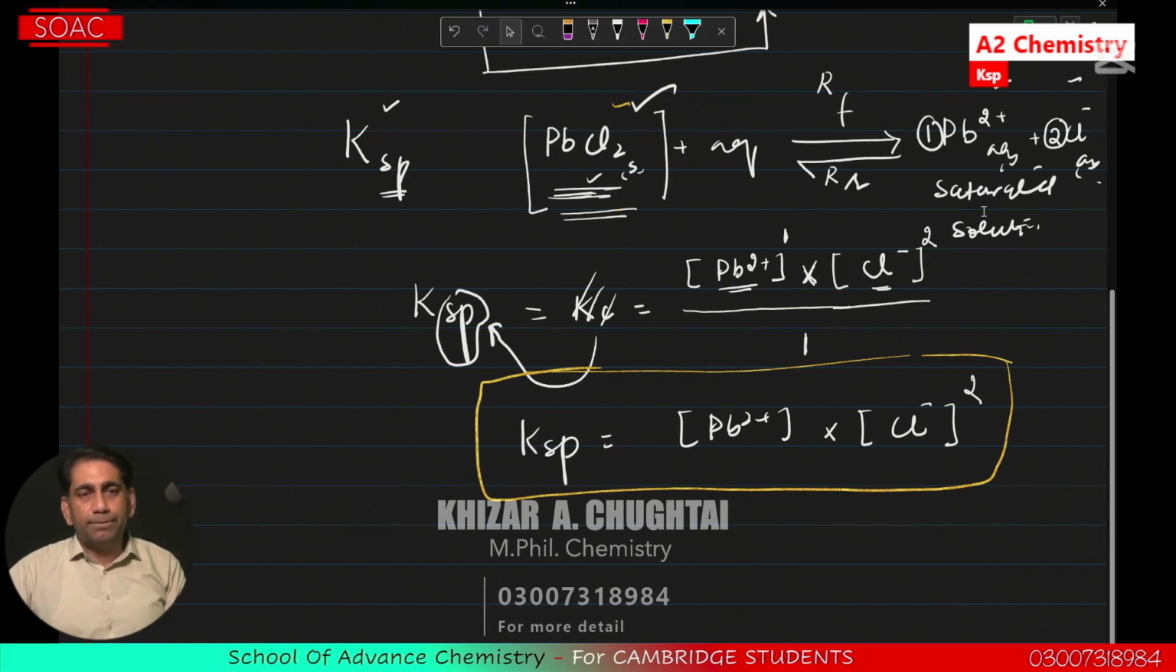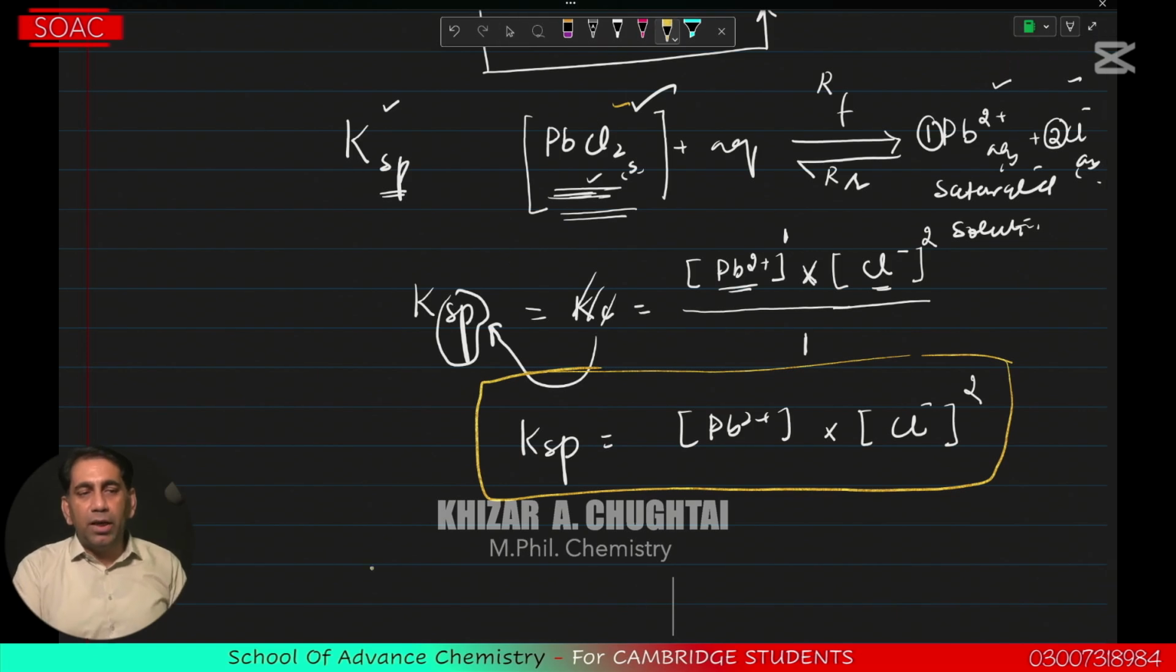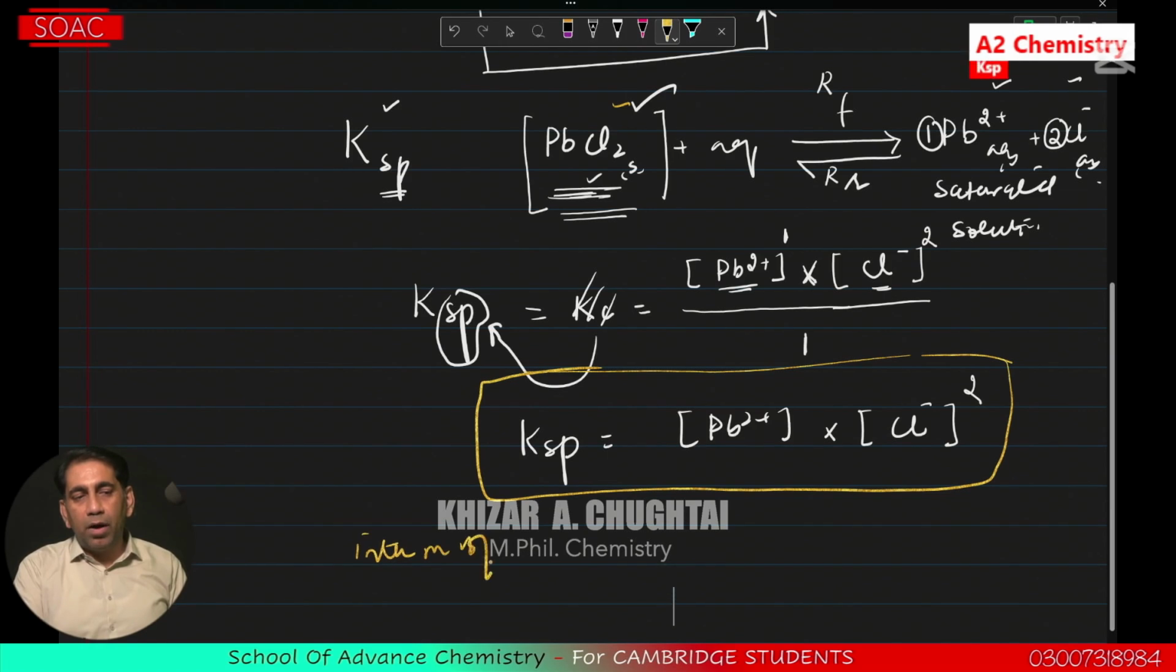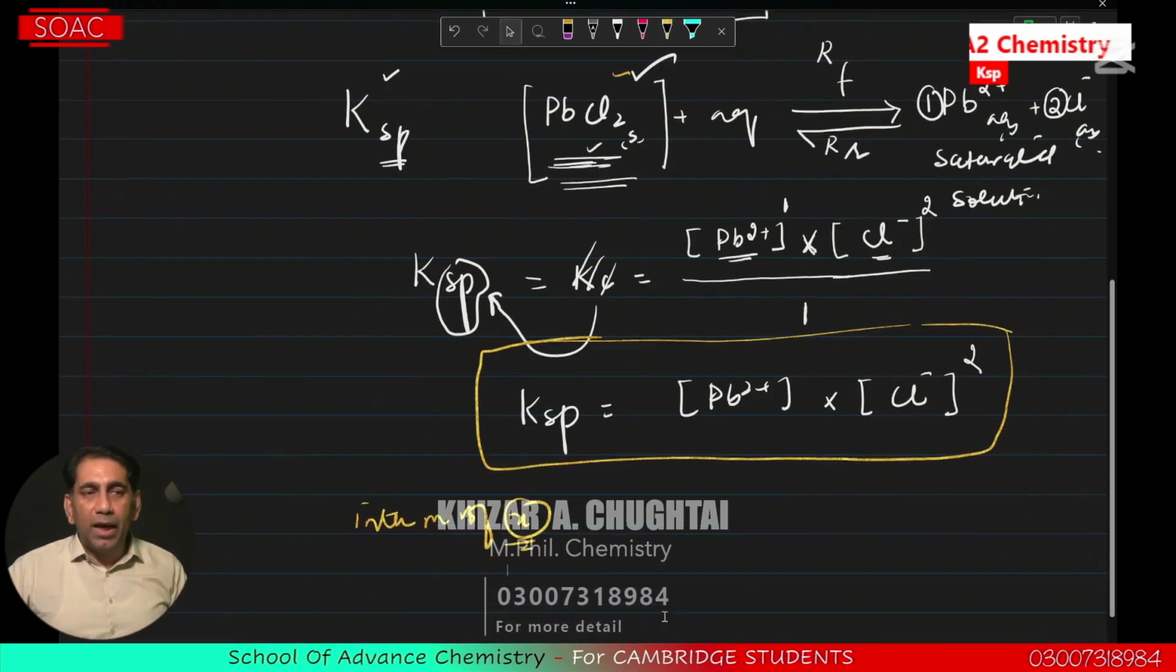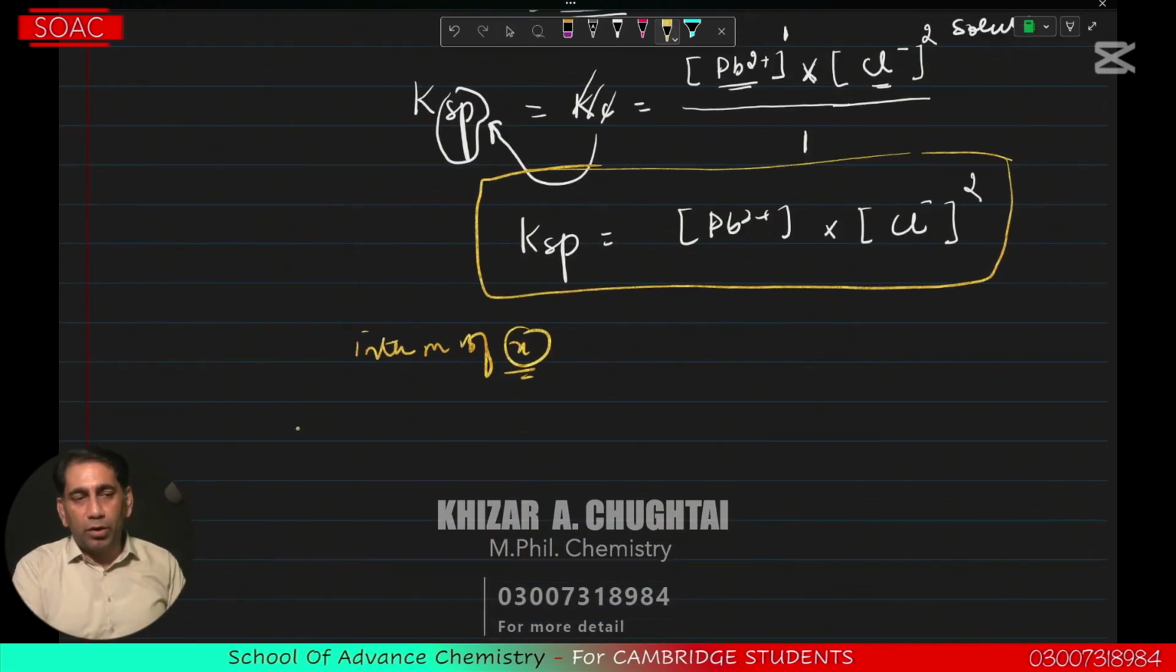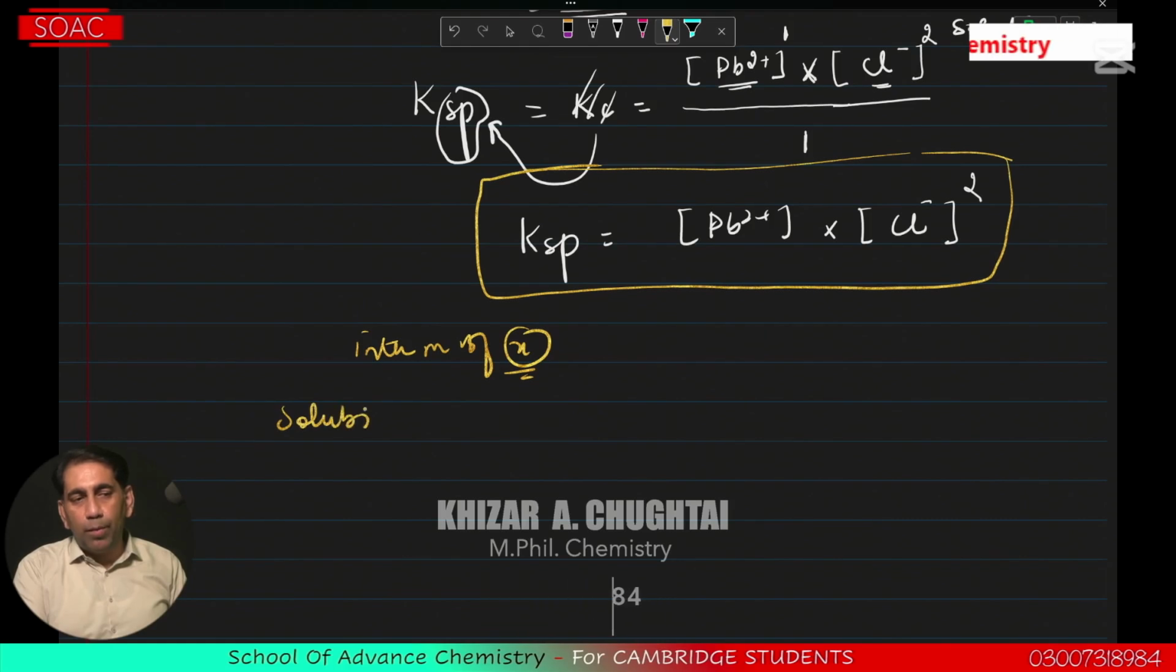Now similarly, I'm going to write this expression in terms of X. What is this X? I am going to take a supposed value. For example, I dissolve PbCl2 in water. Solubility of PbCl2 in water.